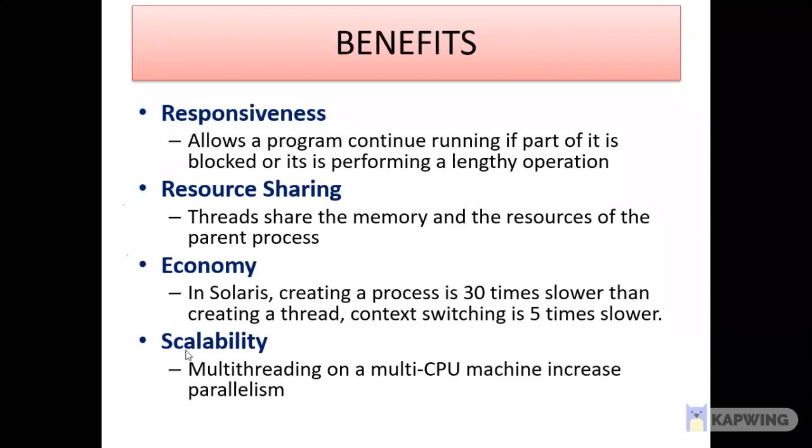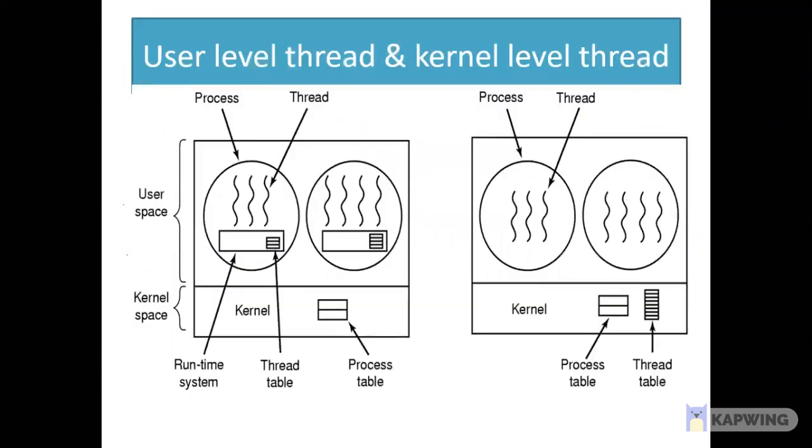The last one is scalability. Multi-threading on multiple CPU machines increases parallelism. Suppose you have 5 threads and 5 processors. The 5 threads can execute simultaneously on the 5 processors. So this is scalability. If any processor fails, that thread can execute on another processor, so simultaneous execution is possible. These are some benefits of threads.